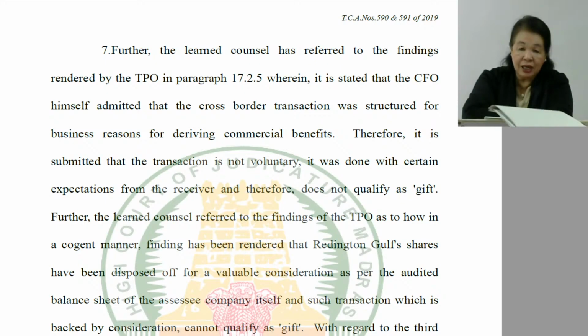So, talagang yung allegations nila na it is not voluntary, it was done with certain expectations from the receiver and therefore does not qualify as gift, no? So, the learned counsel referred to the findings of the TPO as to how, in a cogent manner, finding has been rendered, no? So, the Redington Golf shares has been disposed of for valuable consideration per the audited balance sheet.